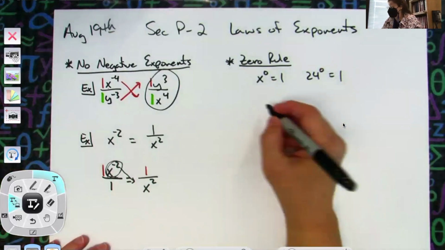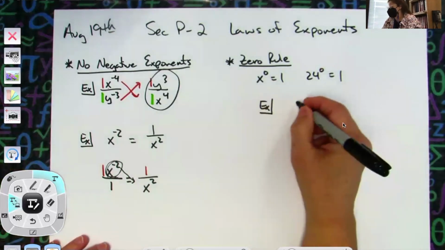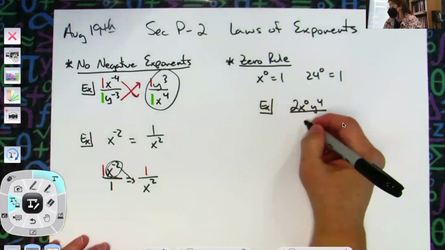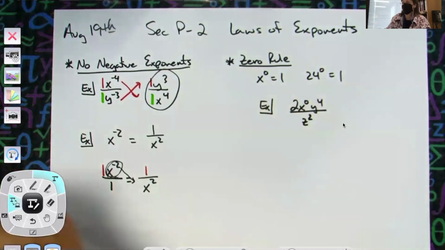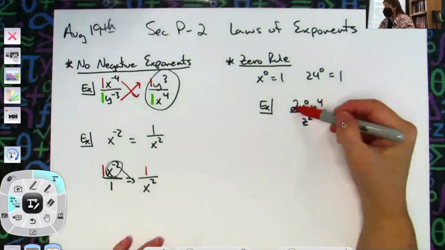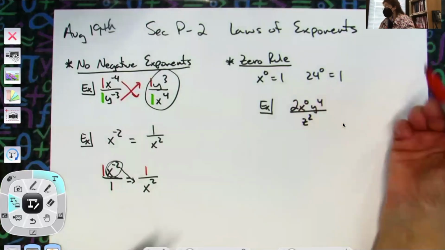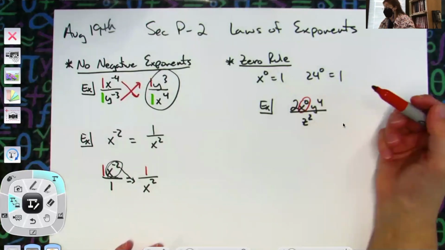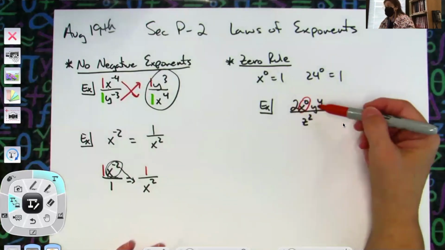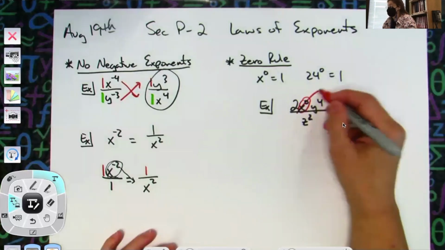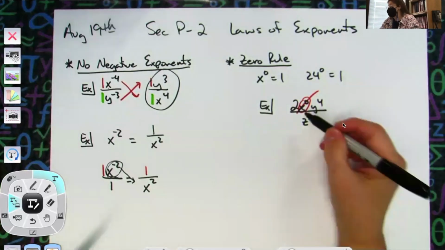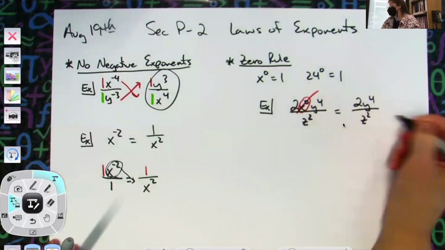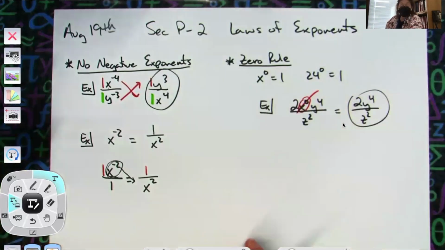So as a little example of that, if I had something like 2x to the 0, y to the 4th, over a z squared, and it said simplify it. Well, I don't have any negative exponents that I have to get rid of, but there is an x to the 0 power. That really means 1. And then in the numerator, 2 times 1 times y to the 4th doesn't change anything. So anytime you see that x to the 0 power, you can get rid of it, cross it out, and you're left with 2y to the 4th over z squared. Okay, that's a good way to look at it.